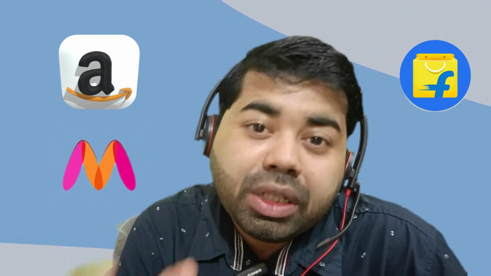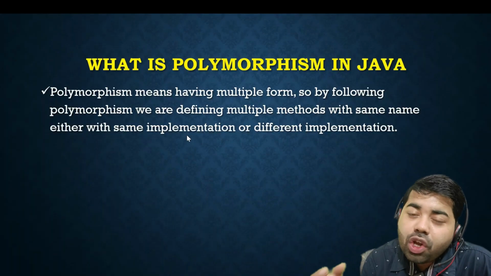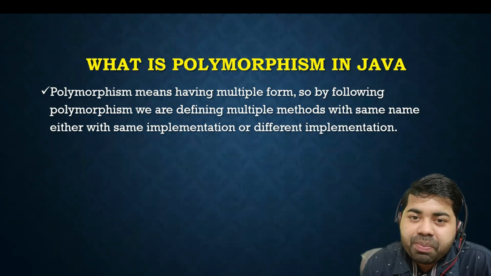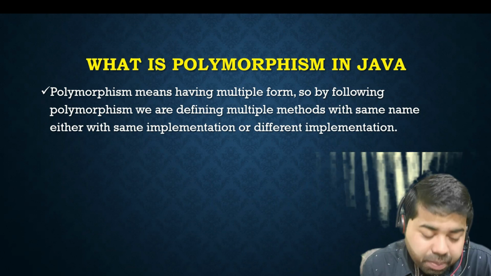How to define polymorphism in Java? Polymorphism means having multiple forms. By following polymorphism, we are defining multiple methods. What are the multiple methods? We have implemented different types of methods. It depends upon the subclass type. What are the subclass types here? Amazon, Flipkart, Myntra, these are the subclass types. Understood, right? With the same implementation or different implementation. Either you can define the same implementation or a different implementation.